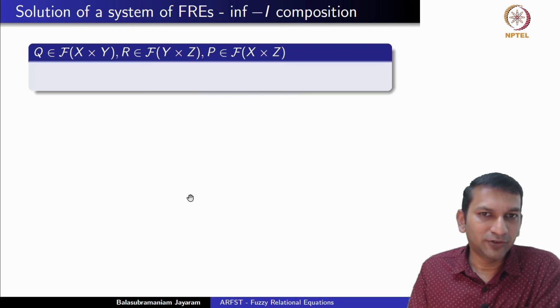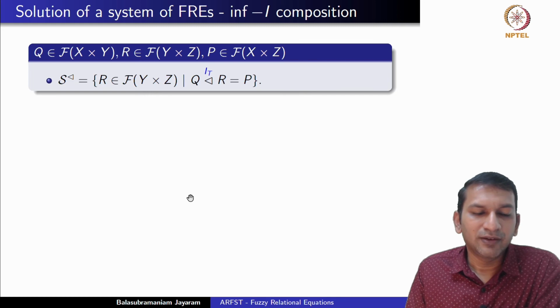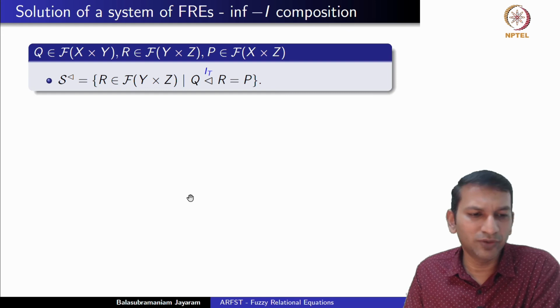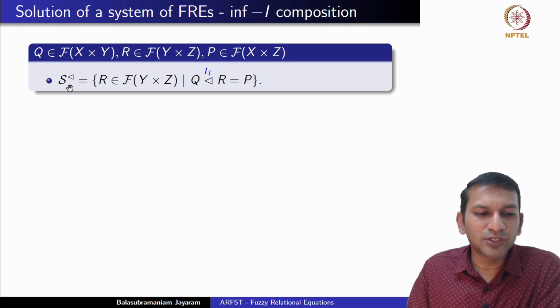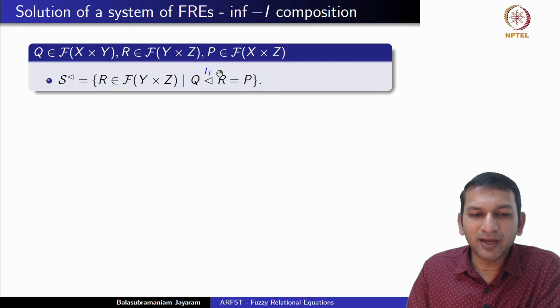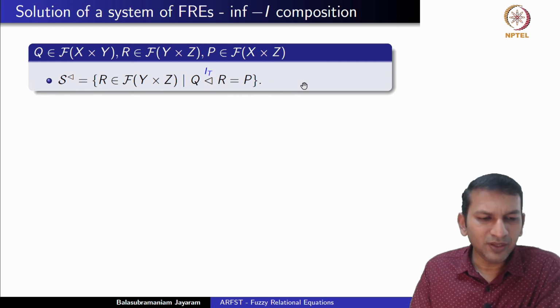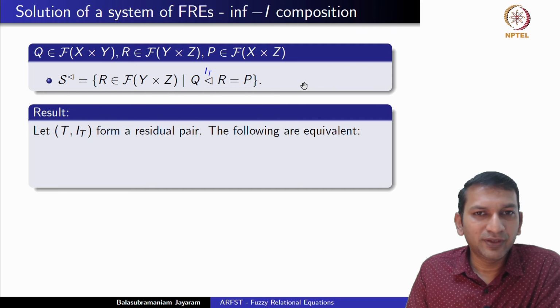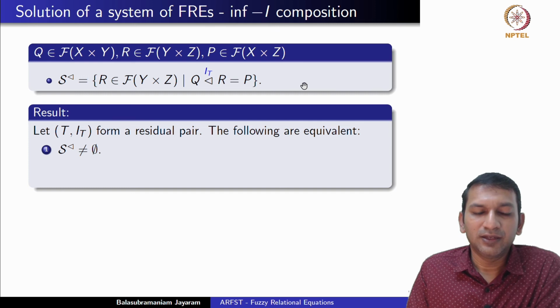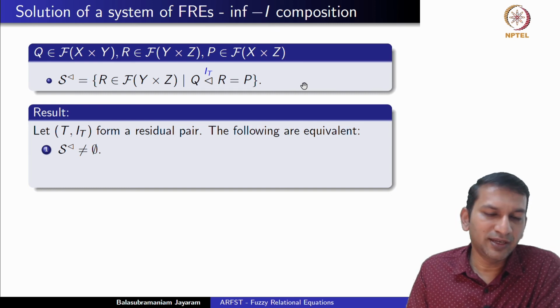Considering the same set of relations, moving from X cross Y to [0,1], Y cross Z to [0,1], and X cross Z to [0,1], let us now discuss the solvability of equations involving the inf-phi composition. Once again, we are fixing Q and P and finding all those R's which are fuzzy relations on Y cross Z such that Q delta R is equal to P. Once again, we are in the setting of residuated lattices. The T and I_T form a residuated pair. A similar kind of result as earlier can be shown.